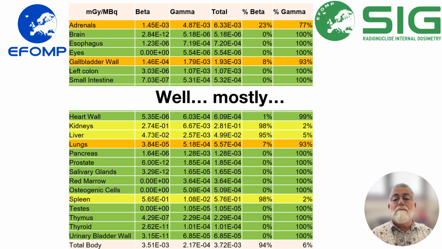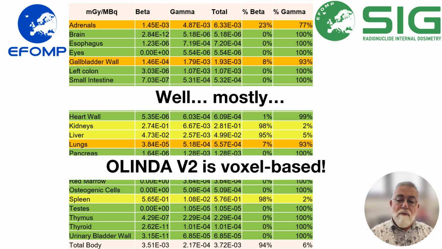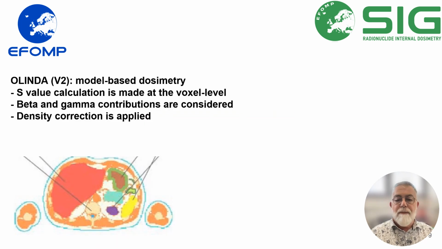So yeah, that's why mostly, target only organs are irradiated by gamma, with exceptions. So now we go a little further and we realize that Olinda version 2 is considering a voxel-based model. So this is a section of that model. You can see that thanks to the voxel definition of the geometry, it is quite a good representation of human anatomy, right?